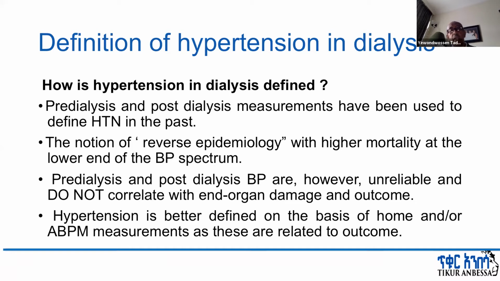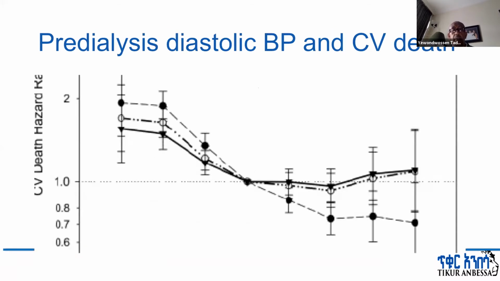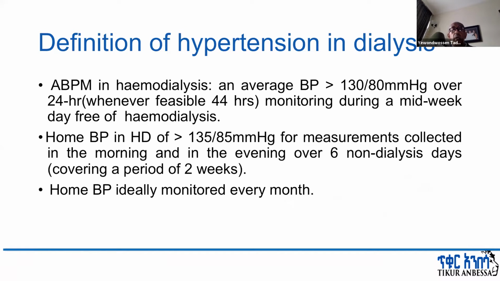So the current consensus is that hypertension is better defined on the basis of ambulatory blood pressure measurements, if available, and when that is not possible, on the basis of home blood pressure measurements. So ambulatory blood pressure greater than 130/80 over 24-hour monitoring during a midweek day free of dialysis is what defines hypertension if you use ambulatory blood pressure measurement.